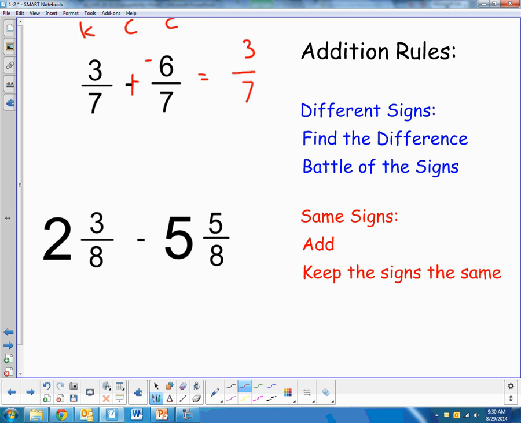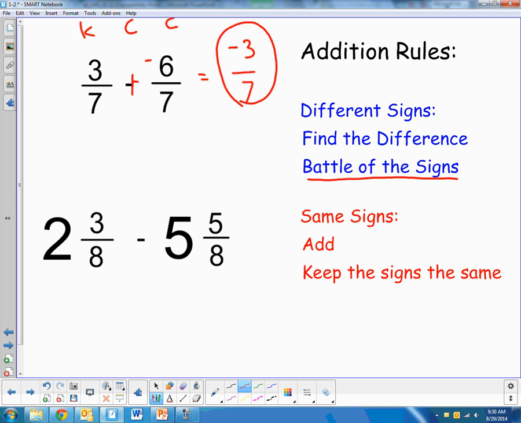And if I play that battle of the signs, I see that 6 is bigger than 3, which means that I'm going to use a negative to speak of the answer. And so we've got a negative 6. 6 is bigger than 3, so my answer is going to be negative 3/7. And that is as reduced as I can get it.